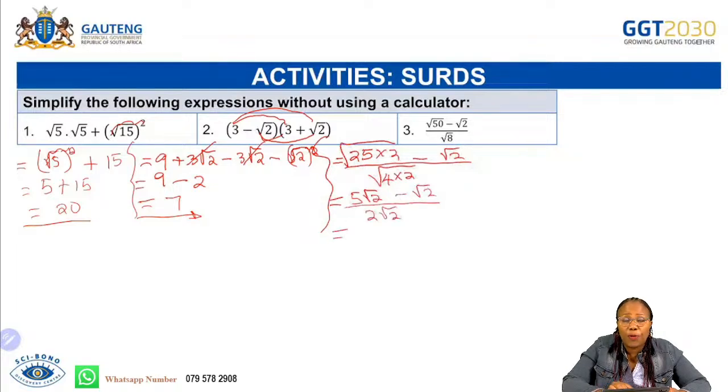So on top, we are having 5 square root 2 minus 1 square root 2. Then you'll have 4 square root 2. And then the denominator is 2 square root 2. So square root 2 into square root 2 once, and then 2 into 4 is only 2 times. That is your answer, grade 12.